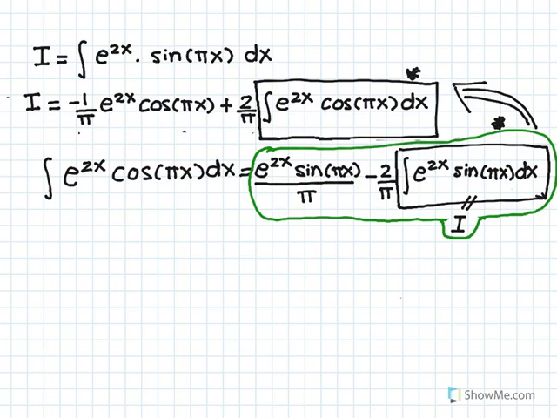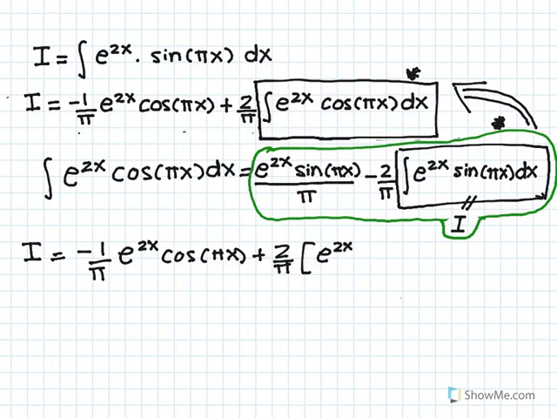So we're going to now substitute this back in, and what we get is I is equal to, we're just calling this integral I because it makes it easier to work with. So I is equal to negative 1 over pi e to the 2x cosine of pi x plus 2 over pi times e to the 2x sine of pi x over pi minus 2 over pi times I.